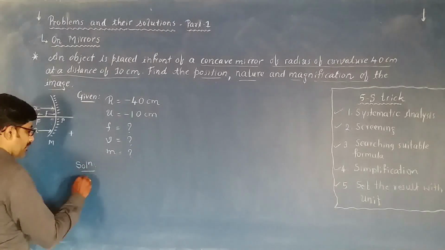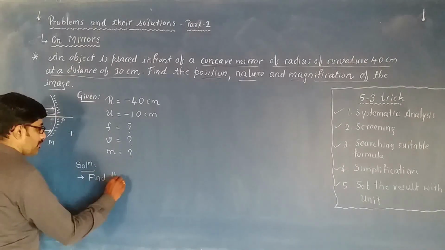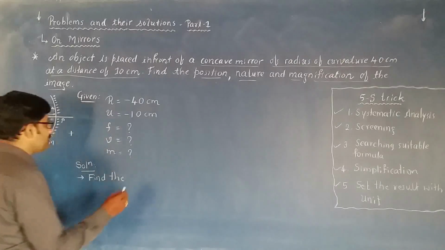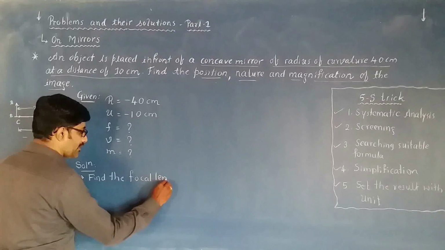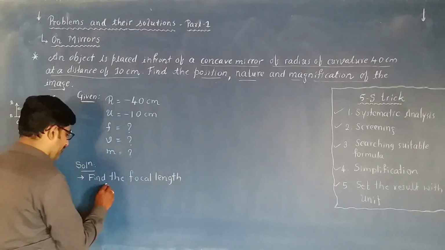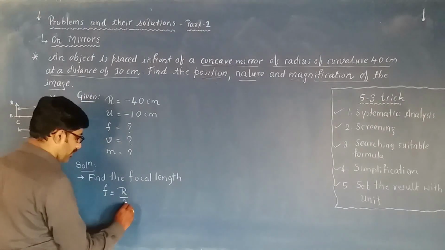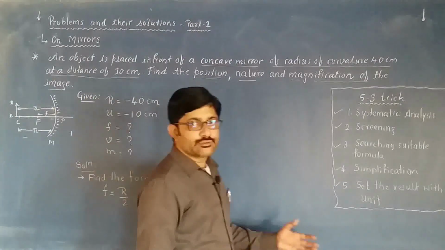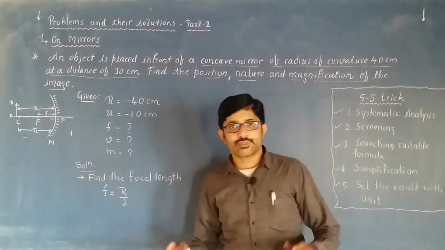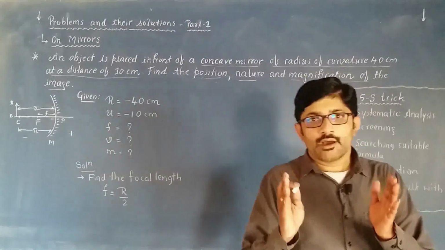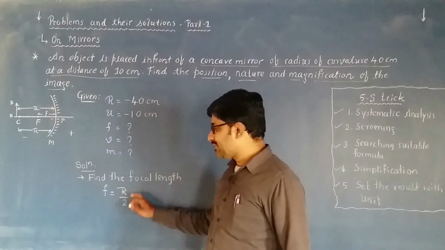So first step, you need to find the focal length, that is small f, which is given by r by 2, the radius of curvature divided by 2, which gives you the focal length of the mirror, especially a spherical mirror. So f is equal to r by 2, this is the formula.